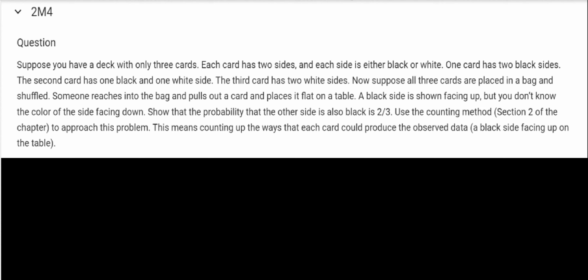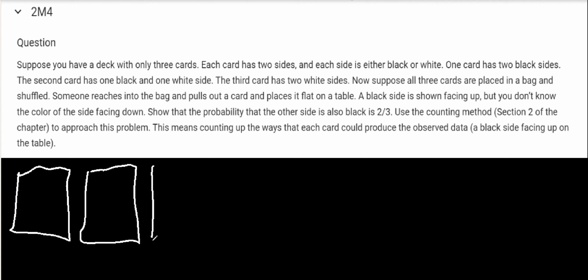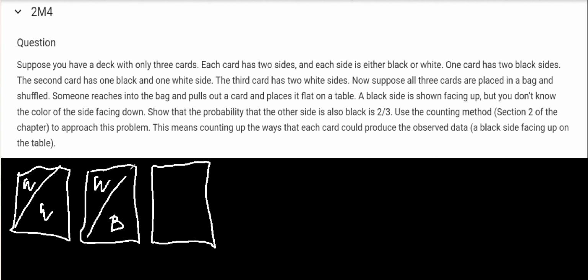Okay, so question 2M4 from Statistical Rethinking, second edition. I'll let you read the question, but the basic premise is that we have three different playing cards. One of these has a white side and a white side, two white sides. One of them has a white side and a black side, and the other one has two black sides.